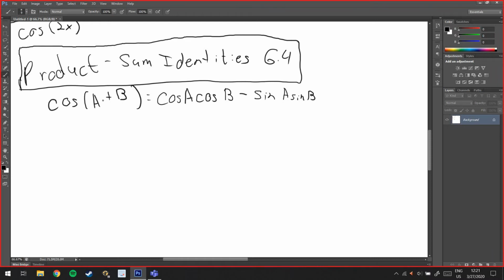The sum identities are things we do need to know. As long as we kind of remember this form, you'll be good. Then if we had cosine of a minus b, this would be still the same structure, cosine a, cosine b, but since I have minus, it's going to be plus.